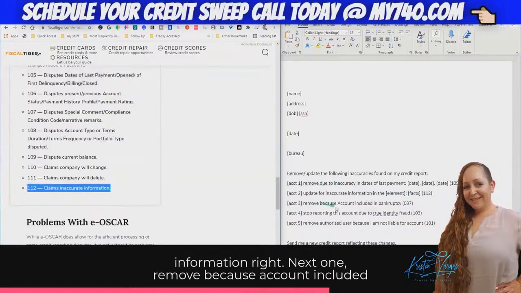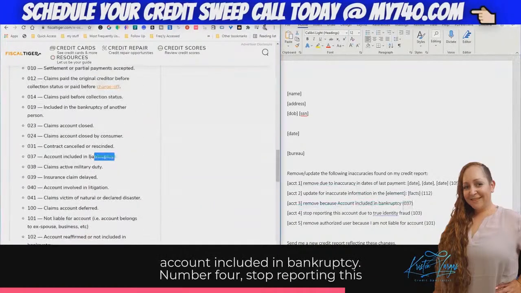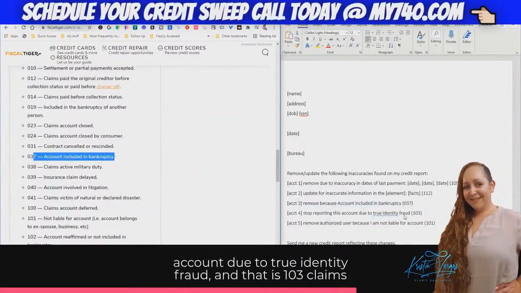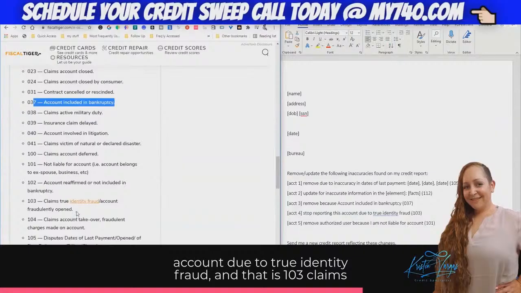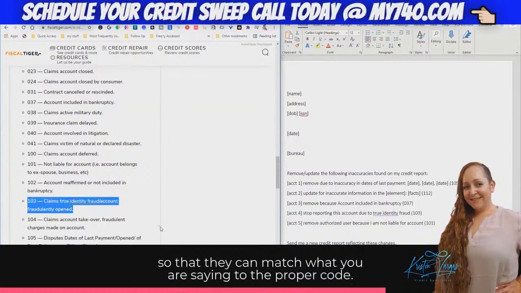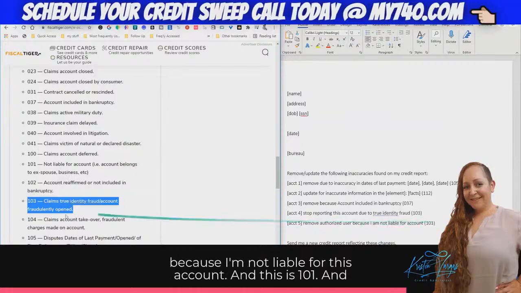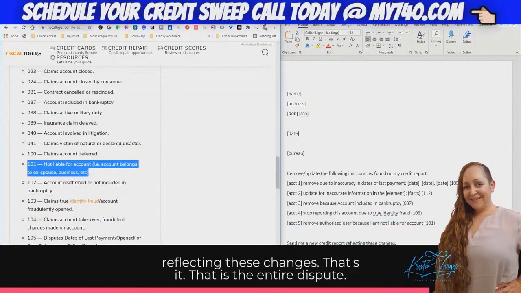Next one, remove because account included in bankruptcy, looking at 37, account included in bankruptcy. Number 4, stop reporting this account due to identity fraud. 103, claims identity fraud. You see how I'm using words directly from the e-OSCAR codes? It's very important so they can match to the proper code. Account number 5, remove authorized user because I am not liable for this account. Send me a new report reflecting these changes. That's it. That is the entire dispute.